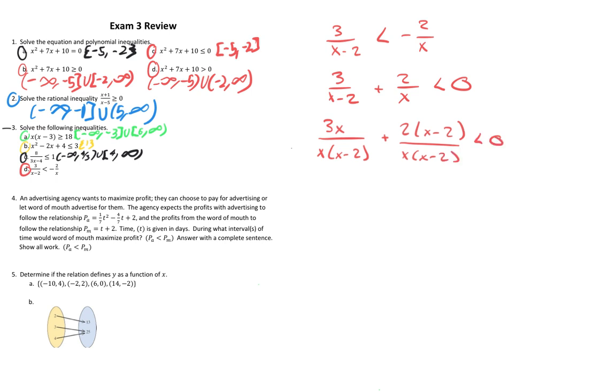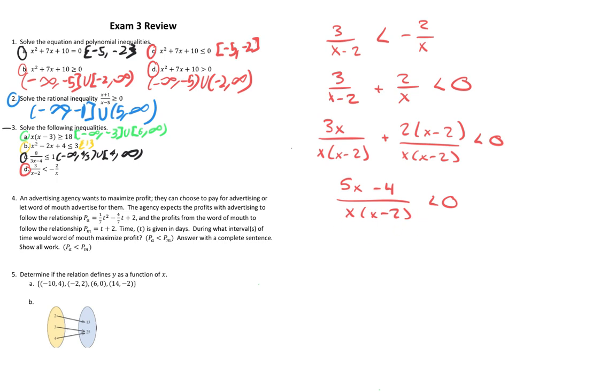So now that these have the same denominator, we can just go ahead and directly add them and then combine our like terms. So we'll end up with 5x minus 4 over x times x minus 2 being less than 0. So now what we want to do here is identify where this is equal to 0 or does not exist. Then we're going to make a number line here.